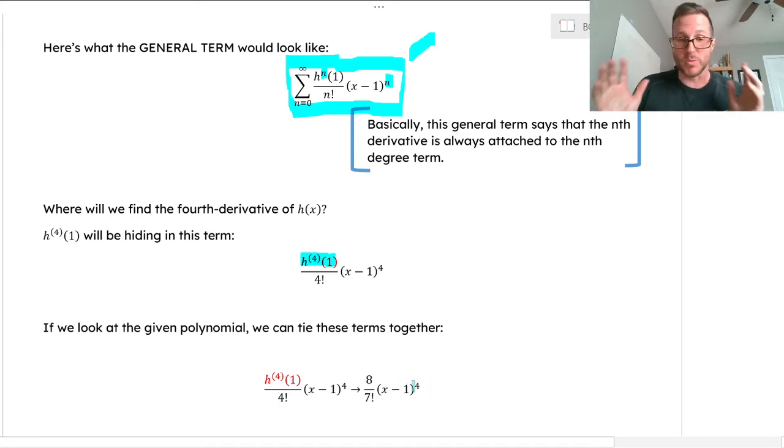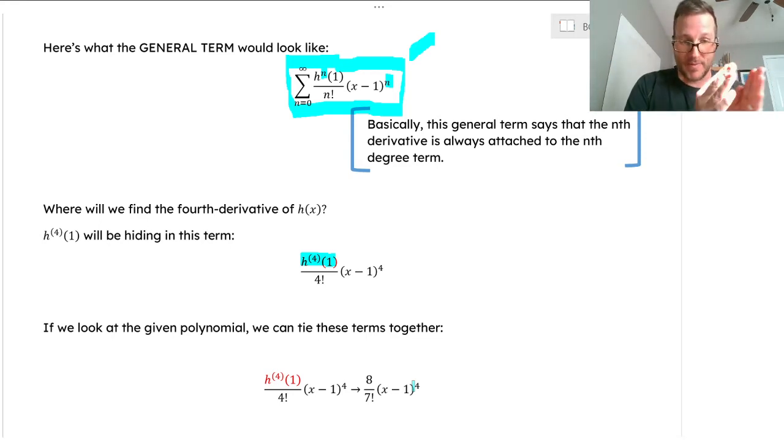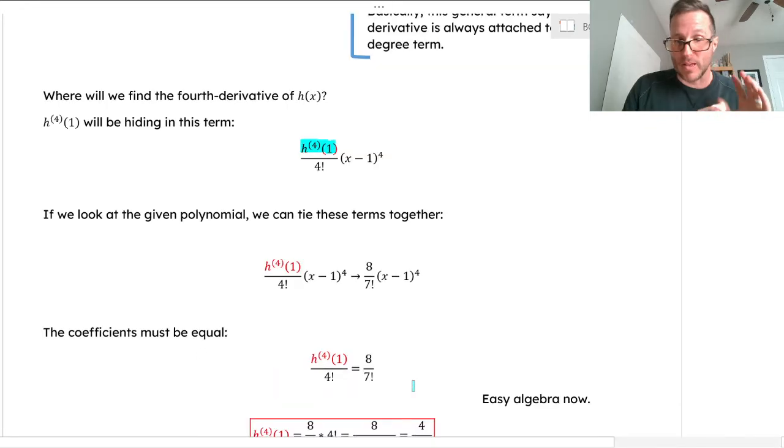Now what we're doing is equating these two terms. The fourth derivative at 1 divided by 4 factorial, that coefficient just so happens to be 8 over 7 factorial. Now, that means we can do a little bit of quick algebra. We can set the coefficients equal and simply multiply by 4 factorial. Booyah, there it is. You can just leave it as that right there. You don't have to simplify, but I did because I'm a nerd.